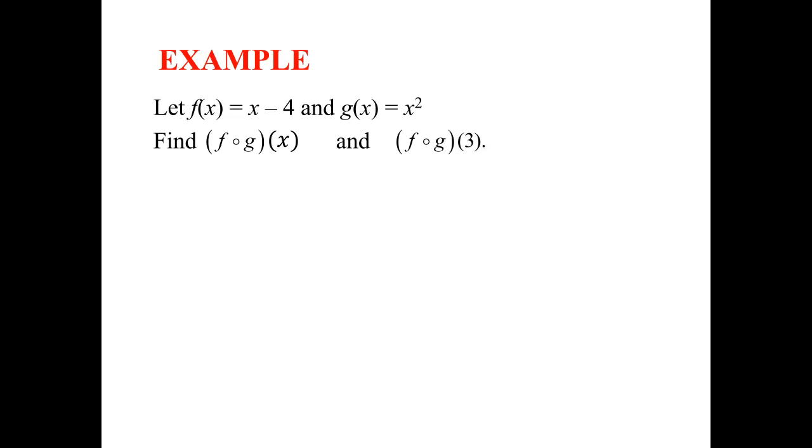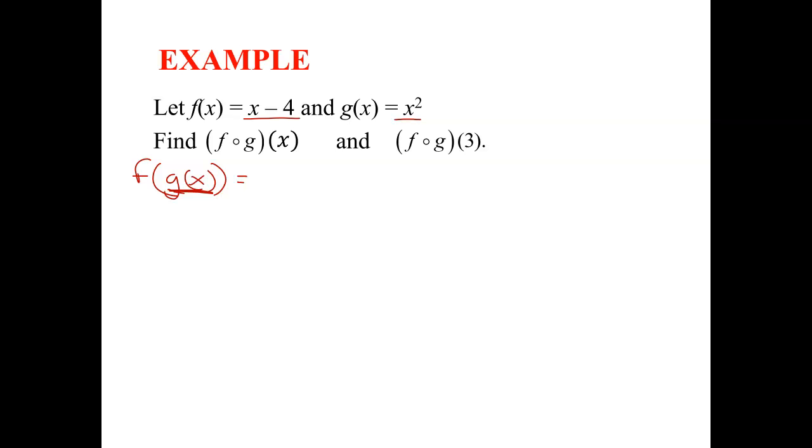Alright? So I have f of x is x minus 4, and I have g of x is x squared. So f of g of x, g is my input into x for my function of f. Alright? So, yeah.